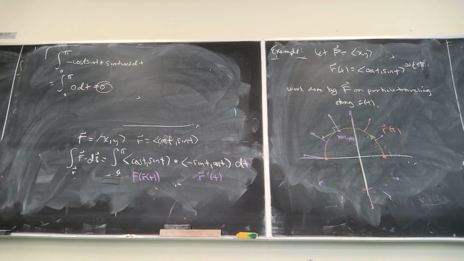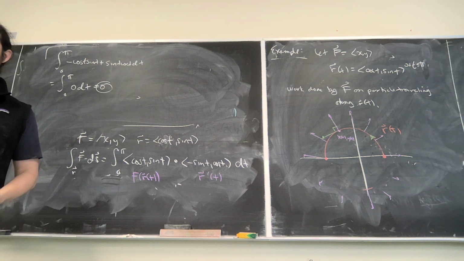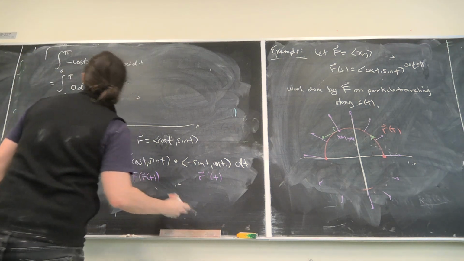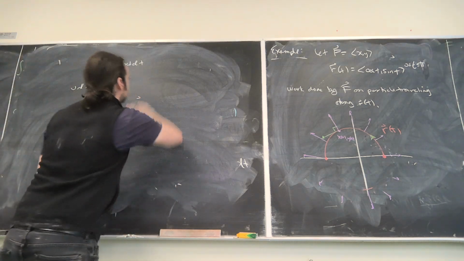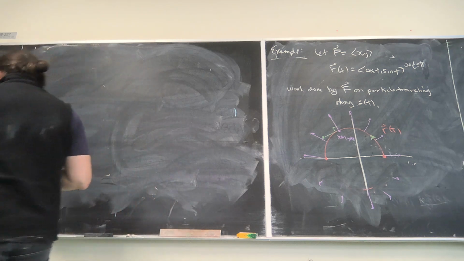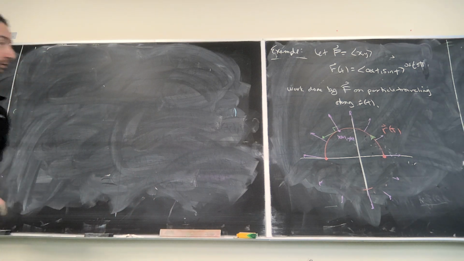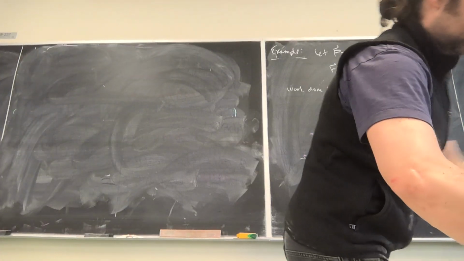Okay, other questions about this? All right, so let's do another example. And I'll end by talking about path independence a little bit, or independence of parameterization. So the last example I want to talk about today looks like this.